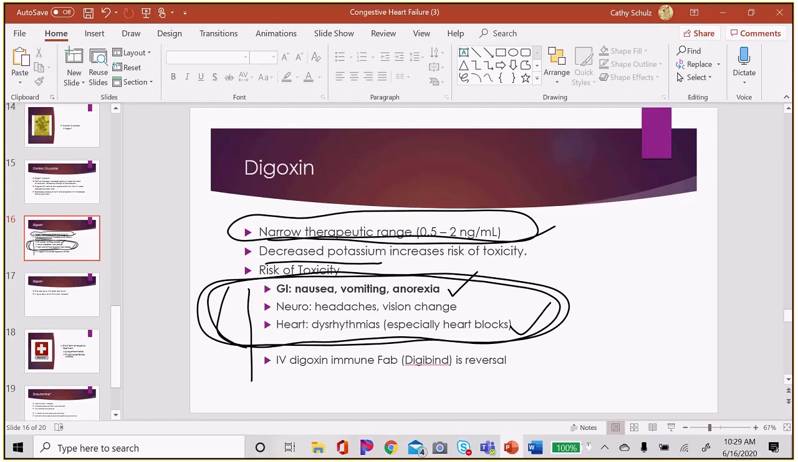If the person has toxicity, you can give them a reversal agent, which is sort of an antibody. That's what immune fab means. It's a digoxin antibody that binds the digoxin so that it can't affect the body.